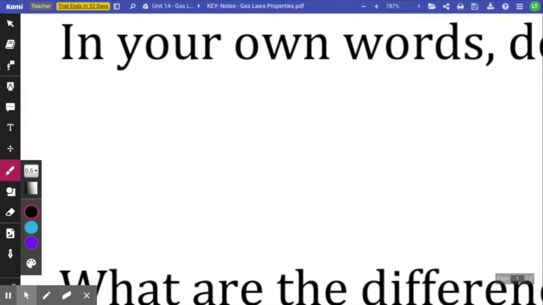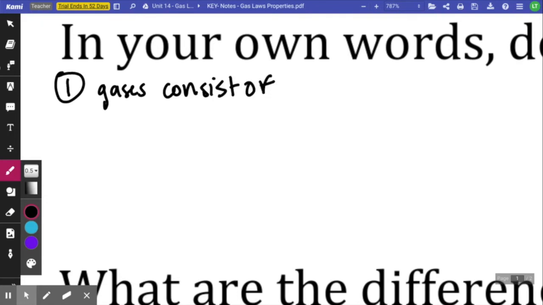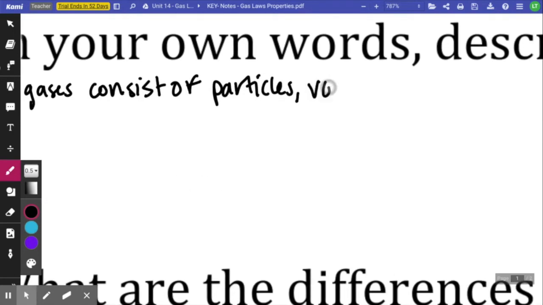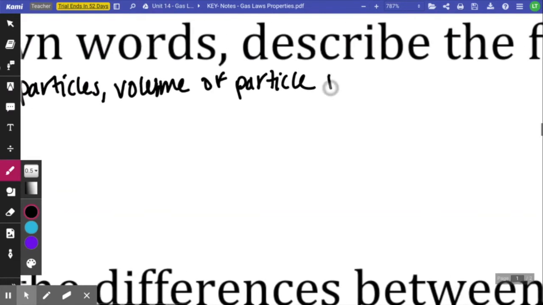Anyways, we've talked about these a while ago, but there were 5 postulates, so I'm going to summarize them. So number 1 is that gases consist of particles, and the volume of those particles is negligible.